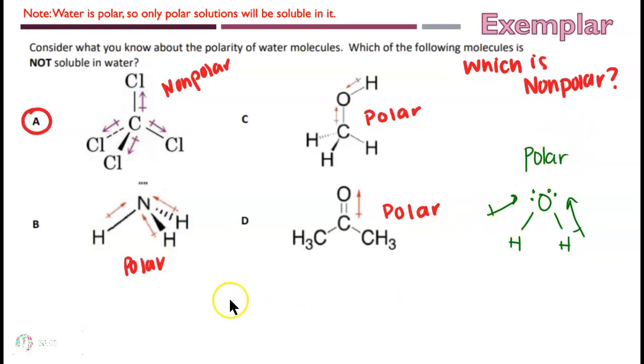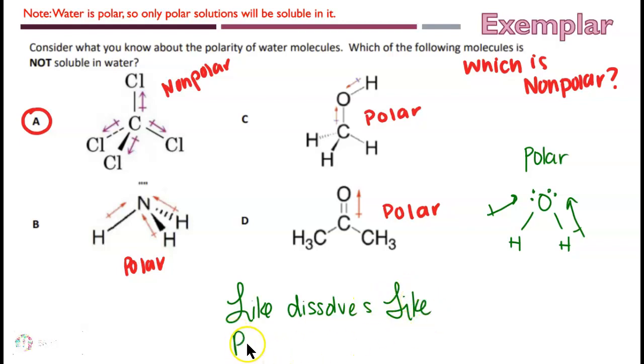And in order for you to be soluble, remember, it's like dissolves like. So that means the same would dissolve the same. So another polar molecule can dissolve or is soluble in another polar molecule. So we need to look for the one that would not be soluble, which is the one that is nonpolar. So your answer is A.